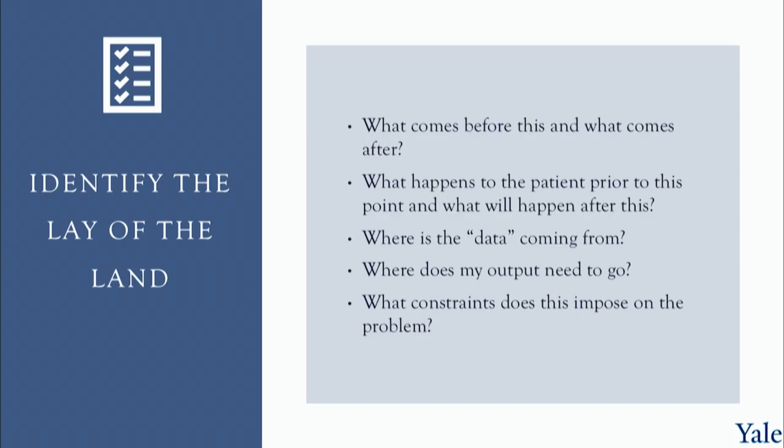And finally, what constraints does this impose on the problem? So all of these things may mean that we can only do things in a certain way. We need to be able to connect via Ethernet to another system in the room because this is where our data comes from. Or we are operating in a situation where there is no Ethernet connectivity. All of those things come into play, and we need to understand the lay of the land. You have to map out what comes before, what comes after, what comes in, what goes out, and then you know what the outside constraints are on your system.